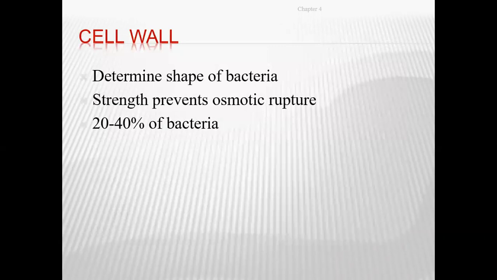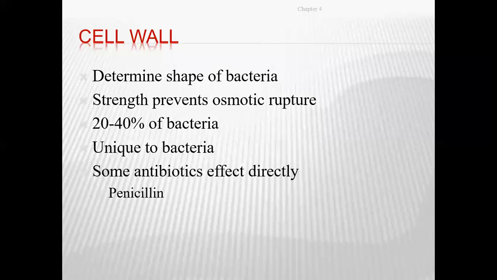The cell wall determines the shape of bacteria, provides strength to prevent osmotic rupture, makes up 20 to 40% of the bacteria, and is unique to bacteria. Some antibiotics act directly on the cell wall by inhibiting the formation of peptidoglycan, such as beta-lactam drugs. Beta-lactam drugs include penicillins, cephalosporins, and carbapenems, such as penicillin, amoxicillin, ampicillin, ceftriaxone, cefotaxime, and others.